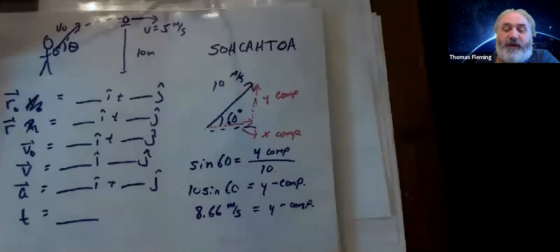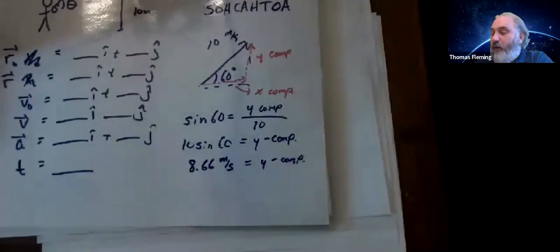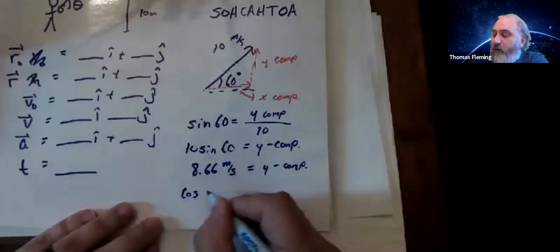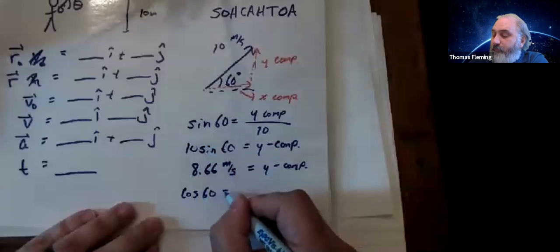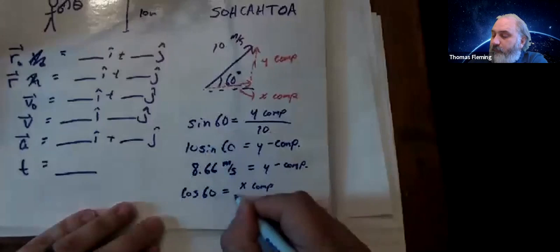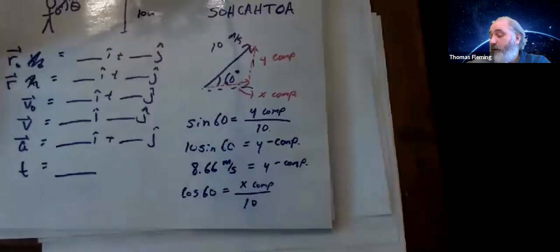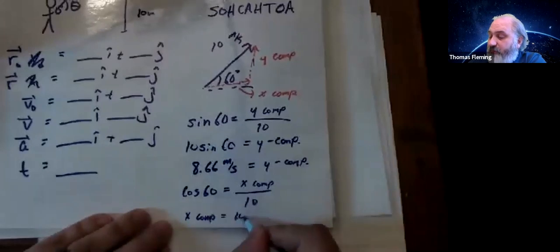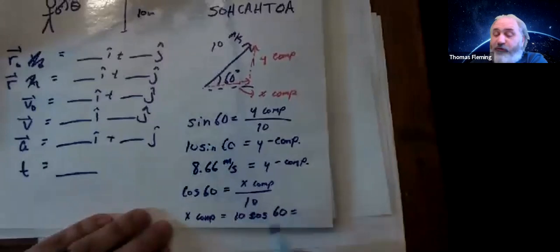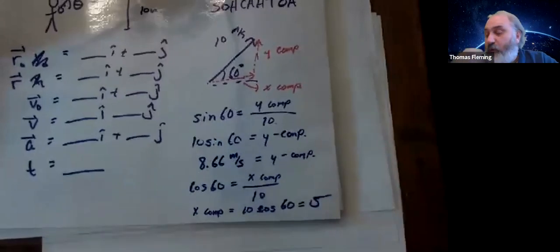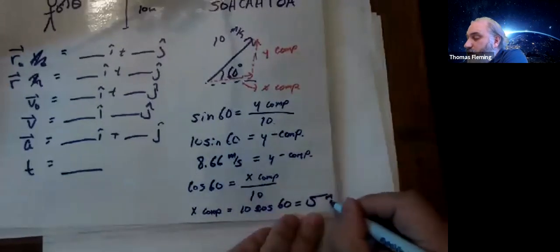Meanwhile, I can do the same trick to figure out the x component, because if I haven't used the cosine yet, I can now. The cosine of 60 is going to be the adjacent part. That's the x component, still over the hypotenuse of 10, which implies that the x component is just 10 times the cosine of 60. Cosine of 60 is 1/2, and 1/2 times 10 is 5. So I found that component.